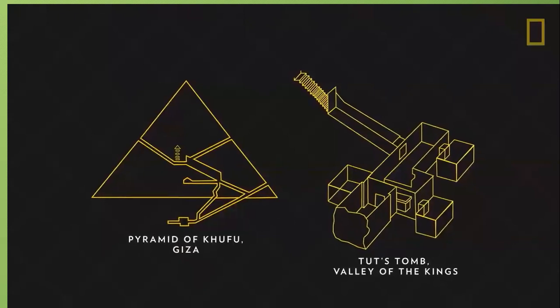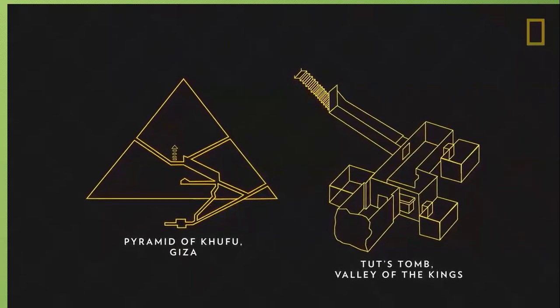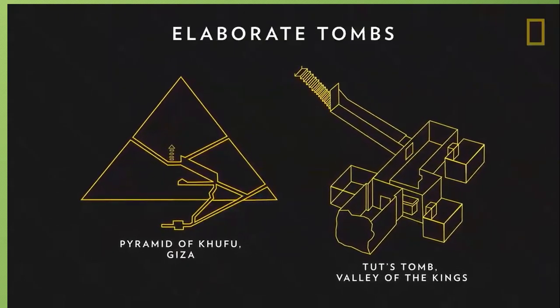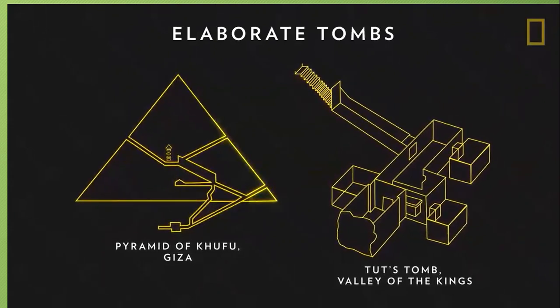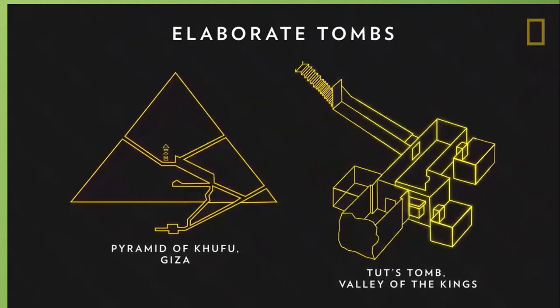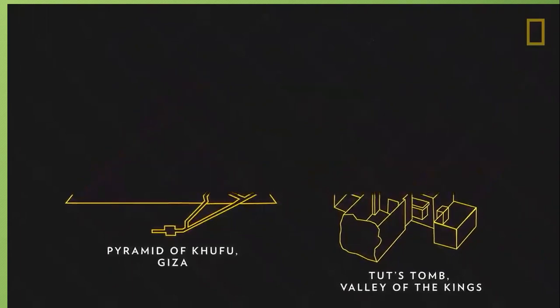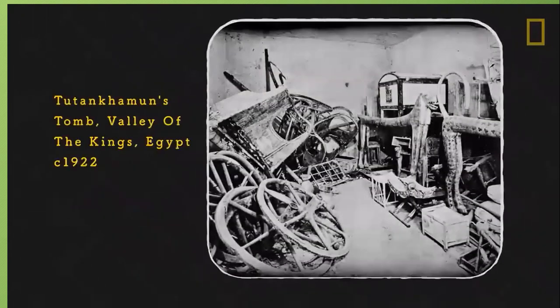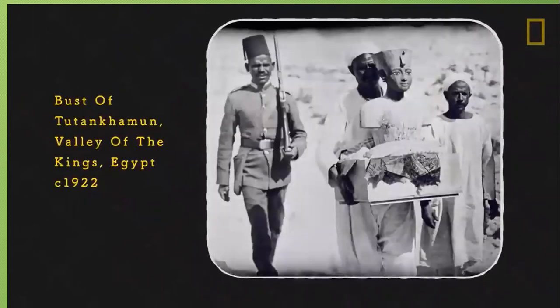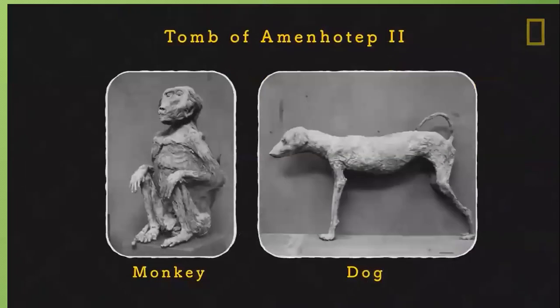To prepare their journey into the afterlife, the rulers constructed elaborate tombs, including the Great Pyramids at Giza and underground mausoleums in the Valley of the Kings. Rulers filled their tombs with all the items they could need in the afterlife, including gold, jewelry, food, drink, and even pets.